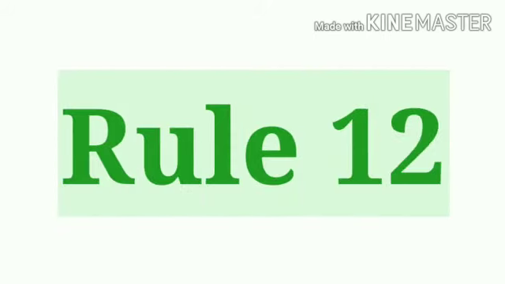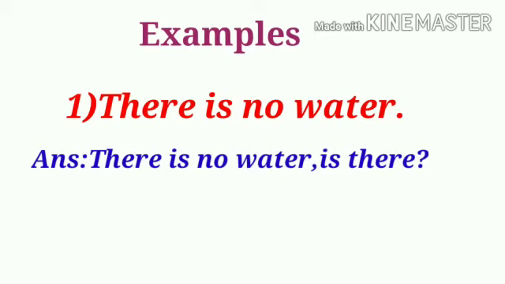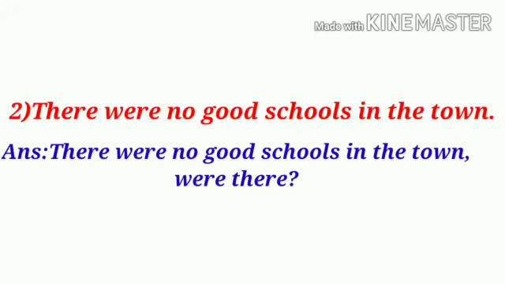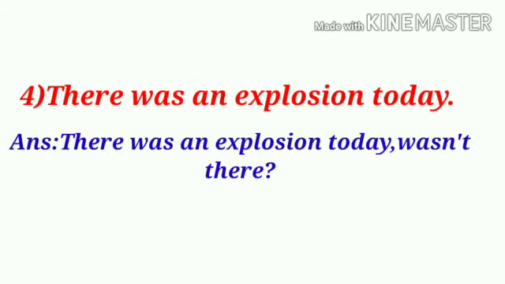Rule number 12. If a sentence starts with there, the question tag will have there in the place of pronoun. For example, there is no water. Is there? There were no good schools in the town. Were there? There is a mosque in the street. Isn't there? There was an explosion today. Wasn't there?